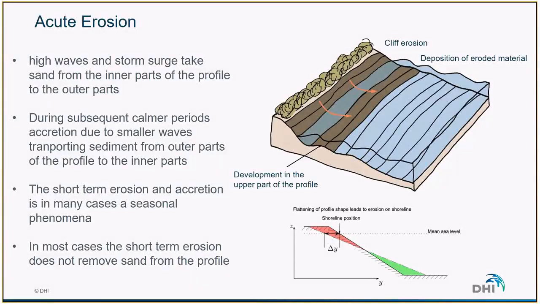What can happen is that after a storm or severe storm event, calmer periods will tend to push the sediment back to the upper part of the profile. In the end, acute erosion and the subsequent accretion during the calm period is more or less a redistribution of the sand in the coastal profile. So it doesn't really remove sand from the profile, but it's moving it back and forth along the cross-shore direction.